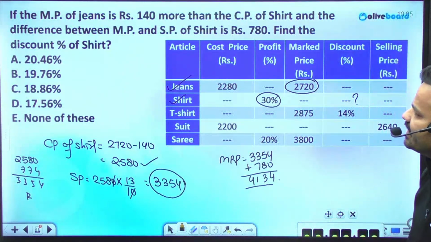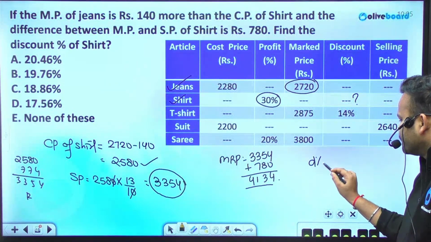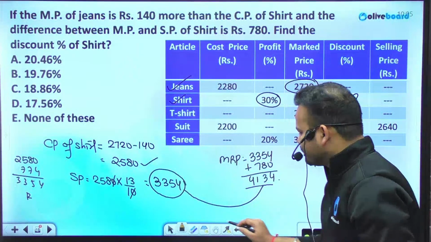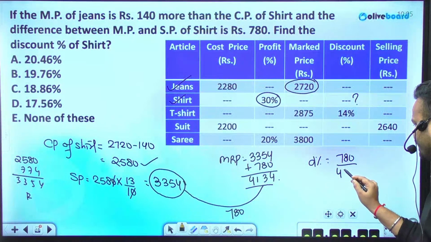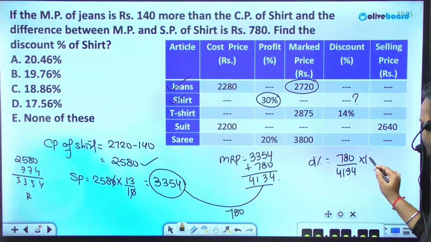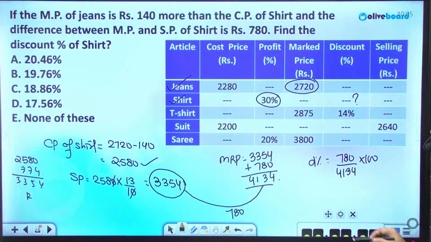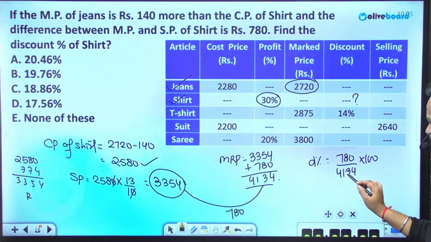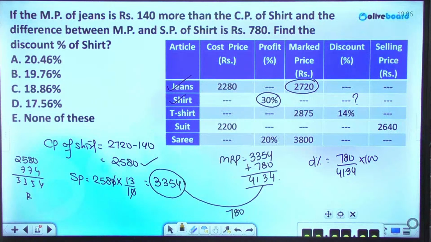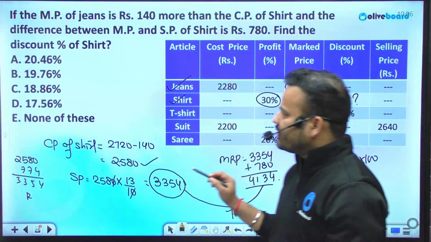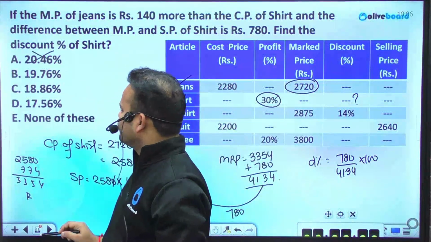So what is needed? Find the discount percent. So discount percent will be the difference of MRP and SP, that is 780 rupees, on 4134 into 100. So the 10% will be 41, 20% will be 82. So this is not 82. Eliminate this 4 and 0, or else if you don't want to, because options are close enough, don't eliminate this. So 10% will be 413, 20%, so the answer will be less than 20%. So this is eliminated. This won't be the answer.